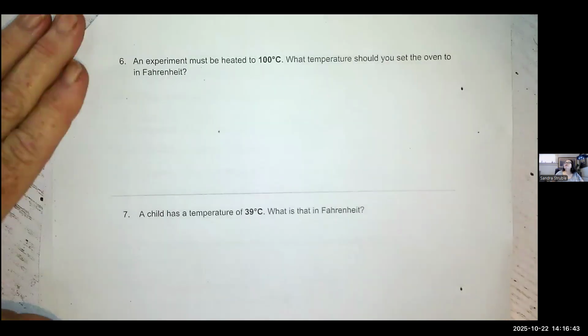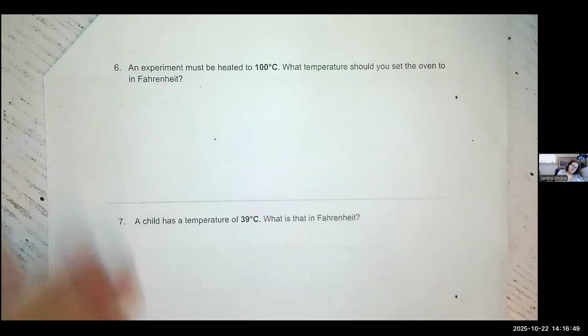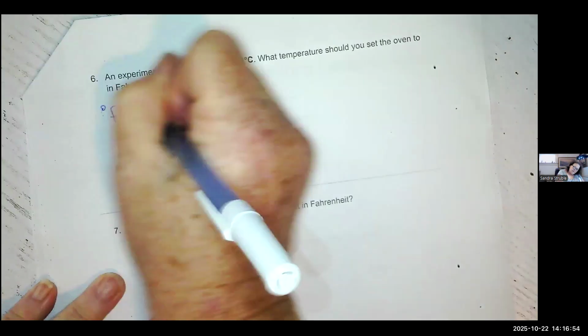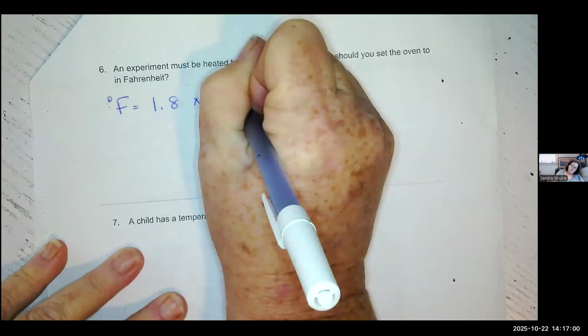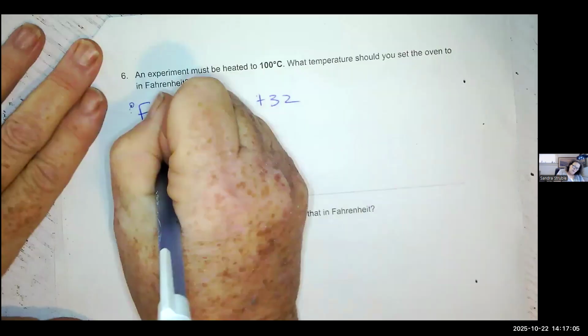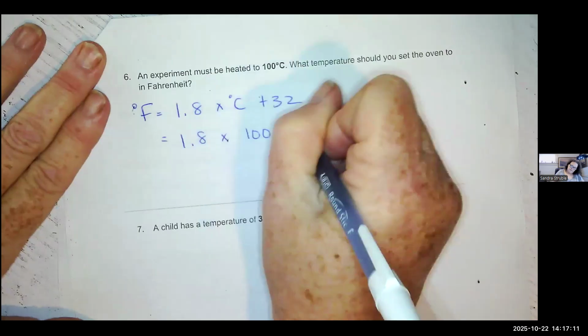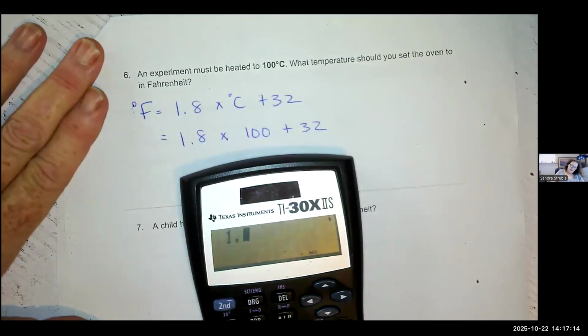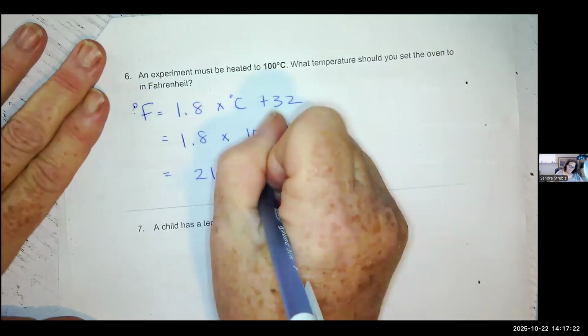An experiment must be heated to 100 degrees Celsius. What temperature should you set the oven to in Fahrenheit? All right, so Fahrenheit is 1.8 times Celsius plus 32. Okay, so 1.8 times 100 plus 32 is 212 degrees Fahrenheit. Sorry, I just did something. Oh, that's funny, I did.